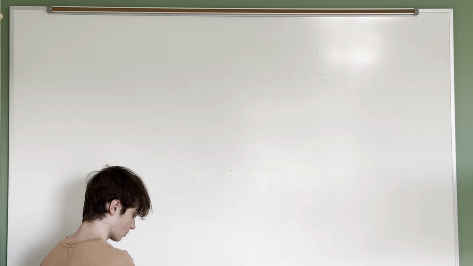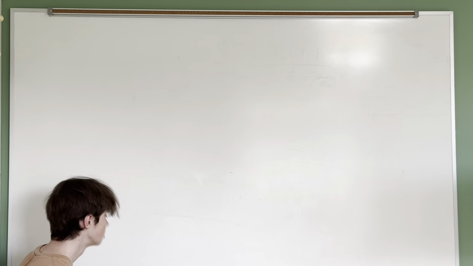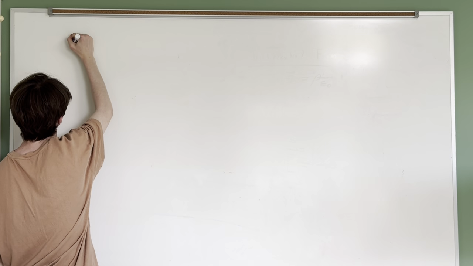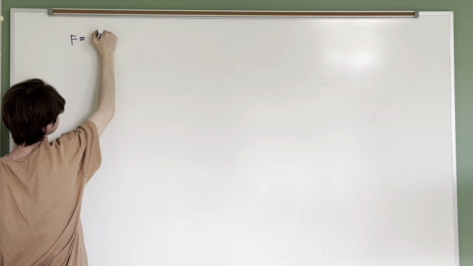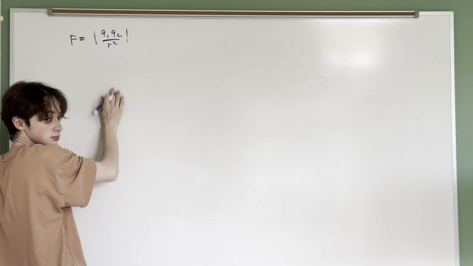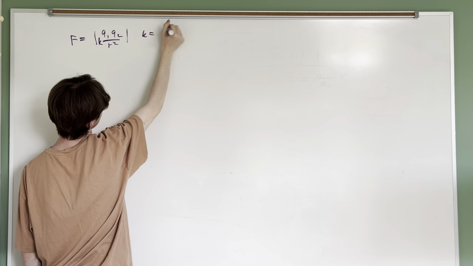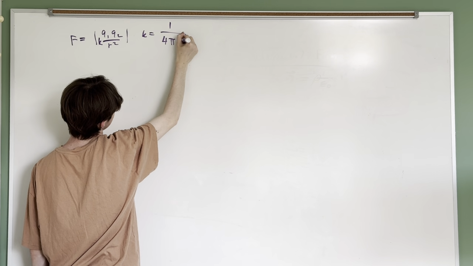Okay, let's go through every single equation. First one's Coulomb's law. Okay, I think we know that one. F equals, what is it? Absolute value of Q1 Q2 over R squared, times K, where K is equal to 1 over 4 pi epsilon naught.